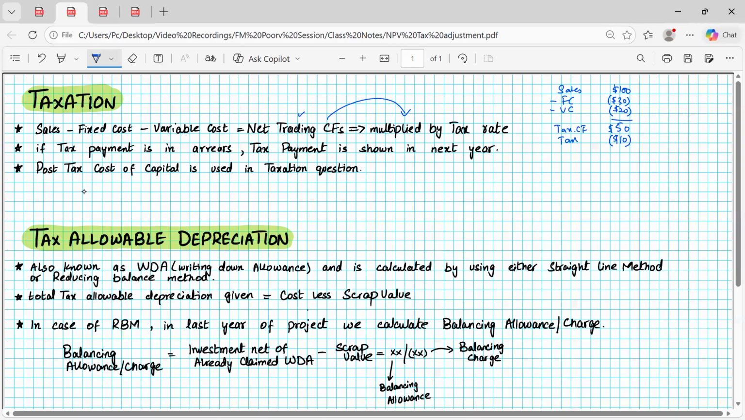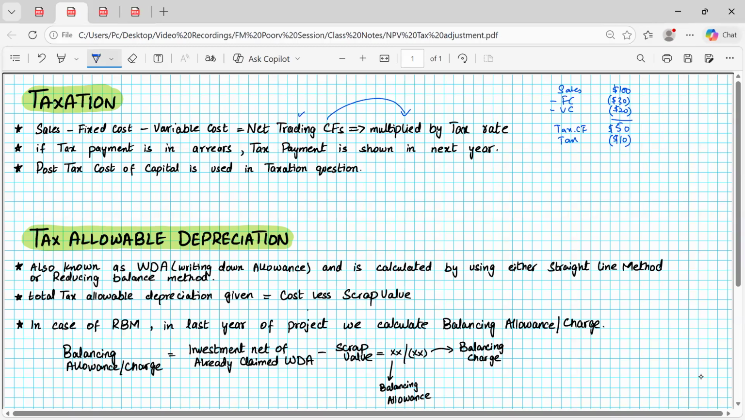Yes. Post-tax cost of capital is used in taxation questions. In the tax question, upon the cost of capital that will be given to you, you have to use the post-tax cost of capital. Cost of capital means the rate, the discount rate, right? The percentage. So for the taxation questions, you have to use the post-tax cost of capital that will be provided to you in the question. You have to use that to discount the cash flows, net cash flows, and then calculate the NPV. So that was a basic taxation adjustment.